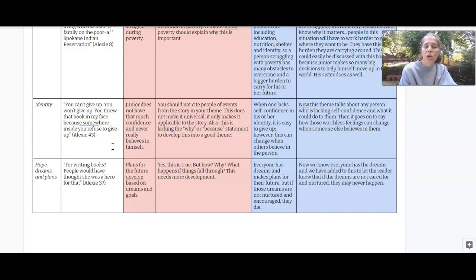So instead, let's try this. When one lacks self-confidence in his or her identity, it's easy to give up. However, this can change when others believe in the person. Now, this theme is talking about any person who's lacking self-confidence and what it could do to them. Then it goes on to say how those worthless feelings can change when someone believes in them, right?